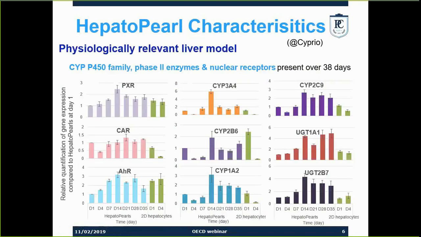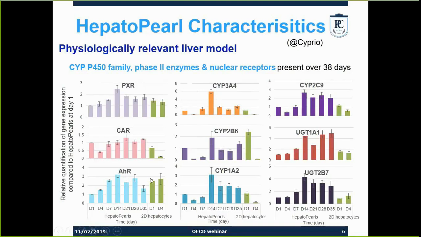If we look at gene expression levels, you can see that hepatopearls is a physiologically relevant liver model. They indeed express different genes of the CYP450 superfamily, such as CYP3A4, CYP2B6, CYP1A2, and CYP2C9, but also liver-specific nuclear receptors such as pregnane X receptor, constitutive androstane receptor, and aryl hydrocarbon receptor. And also phase 2 enzymes UGT1A1 and UGT2B7. These expressions are maintained all along the lifespan of the hepatopearls at levels generally higher than those of 2-day hepatocytes. And this temporal consistency during 35 days allows going for chronic studies for at least 5 weeks.